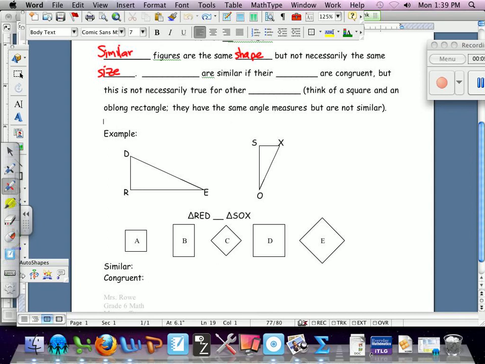But with triangles, you don't have to do that, you can just measure the angles. So triangles are similar if their angles are congruent. But this is not necessarily true for other polygons.